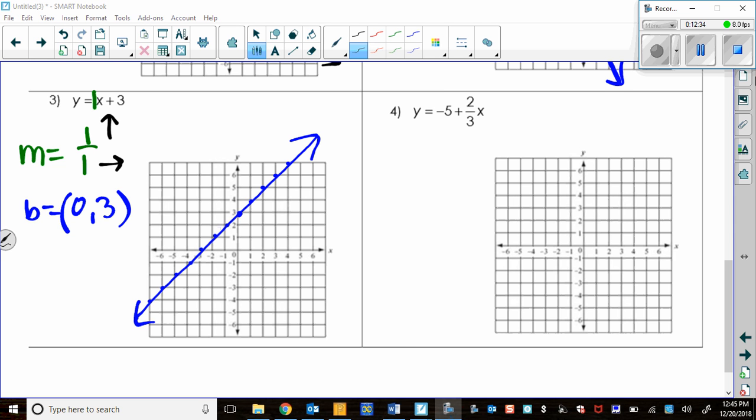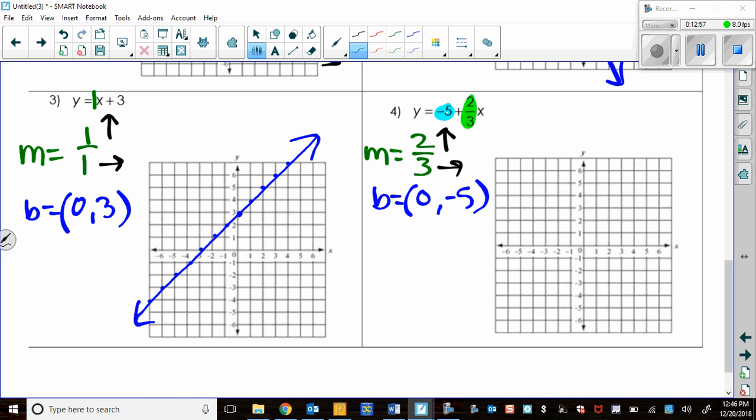Okay, the last one for this problem set, I want you to find your slope and your y-intercept. Notice that these are a little bit jumbled, but just always remember that your slope is the number in front of the variable x. Okay, so I've highlighted the number in front of x, which is 2/3, so that's my slope. I will be going up 2 and over to the right 3, and I'm going to start at my y-intercept of -5. And that is the solution to this problem.